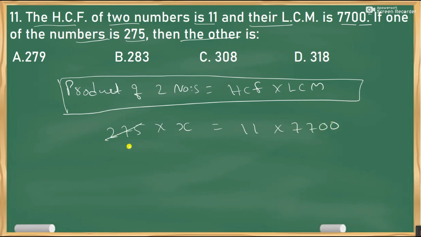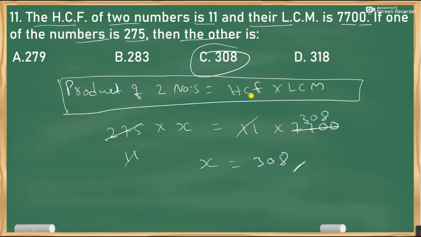If I start cancelling with 25, I'll get 25 11s, 25 3s and so on, 11 and 11 get cancelled. So the other number is 308. Okay. So the answer is C. Remember, the product of any two numbers is nothing but the product of HCF and LCM.